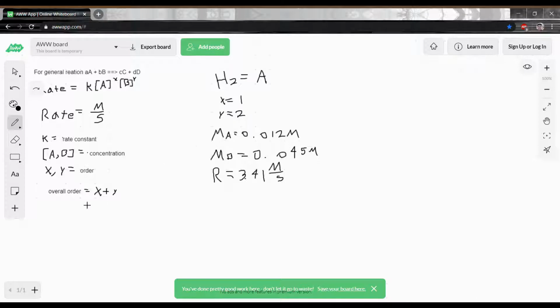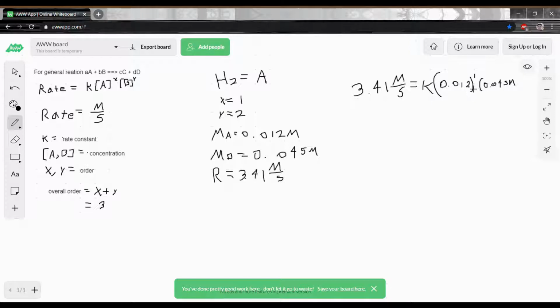That's just going to be 2 plus 1. So our overall order for this is going to equal 3. And now to calculate K, we'll just plug in what we're given into our rate equation. What we're given is that capital R is 3.41 molarity per second. It's going to equal our unknown K value times the concentration of our A, which is 0.012. That's raised to the x power, which is 1, multiplied by our concentration of B, I think that's NO, yes it is, 0.045.